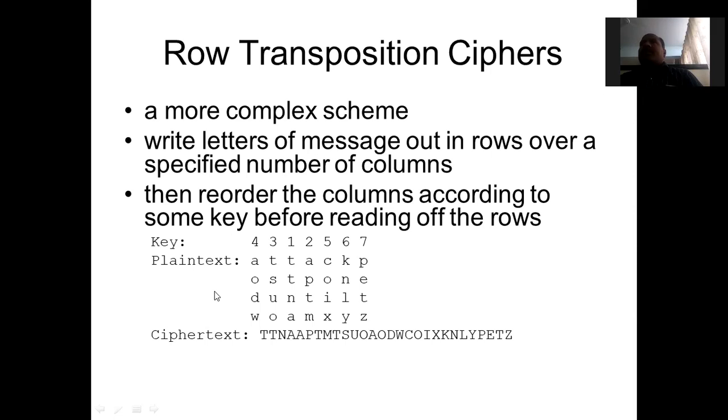So that is why we write the letters of the message out in rows over a specified number of columns, then reorder the columns according to some key before reading off the rows. Here the key is 4, 3, 1, 2, 5, 6, 7. You can take any sequence there, but don't take a very simple one like 1, 2, 3, 4, 5, 6, 7 sequentially.